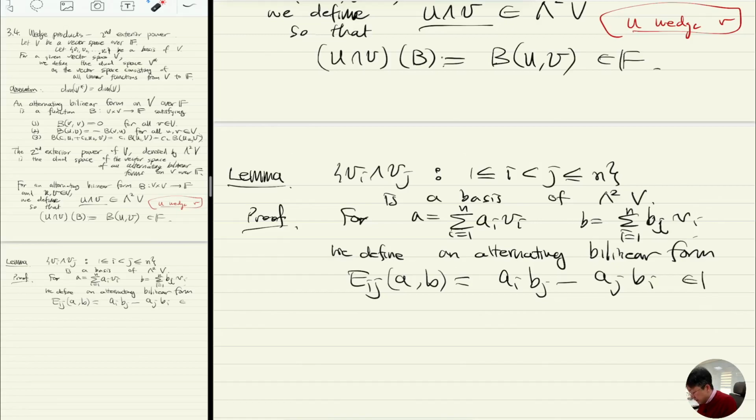So that's in F. Now you can easily check that this is a bilinear form. If you put the same vector twice, then it will give me 0. If you swap A and B, then you get the minus sign. And any linear combination will expand. So this is an alternating bilinear form.